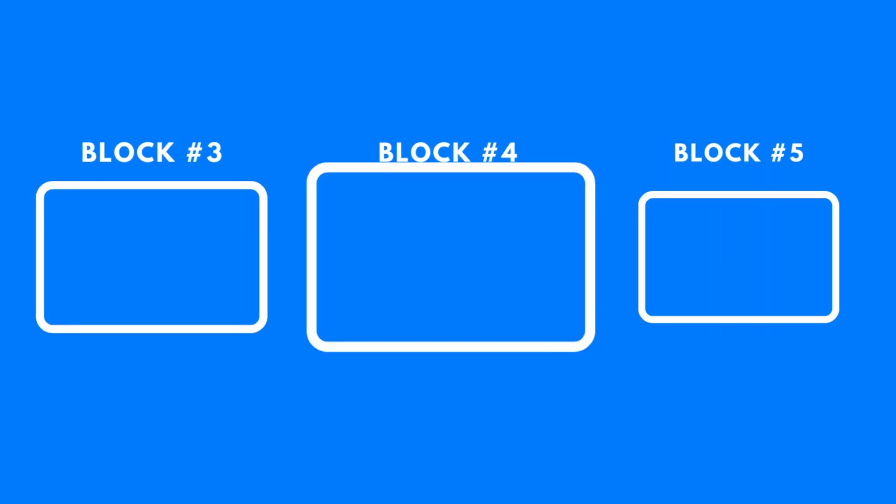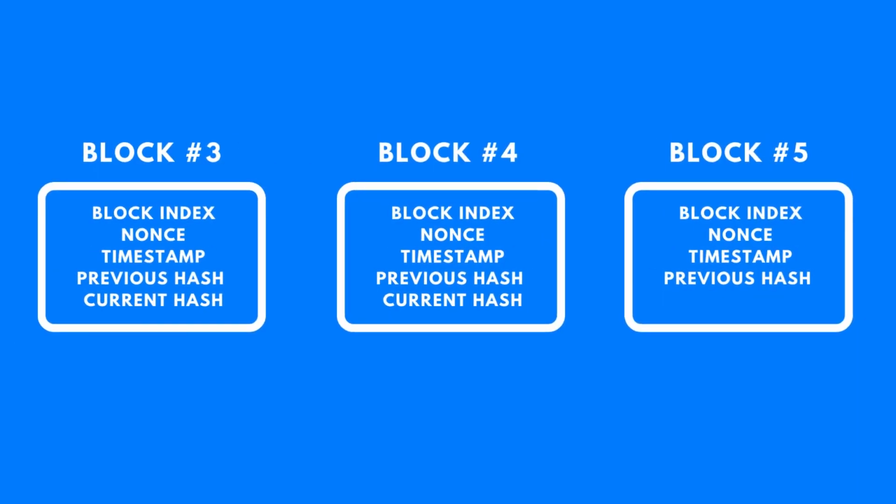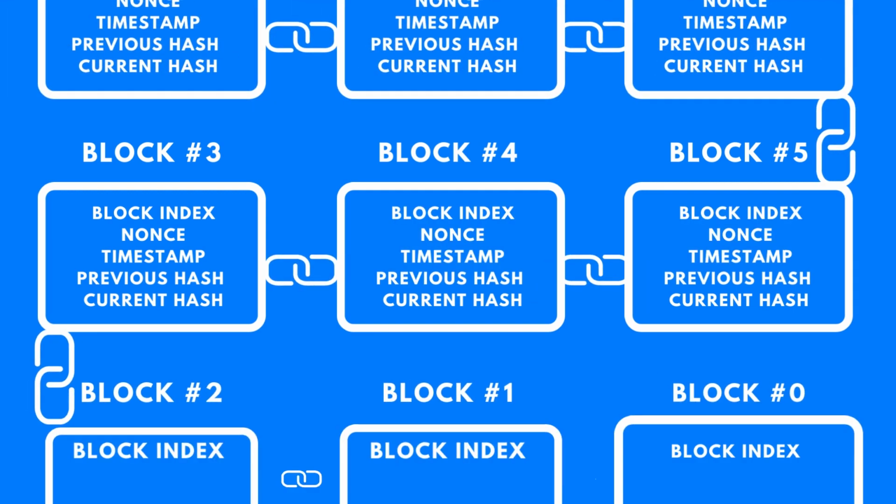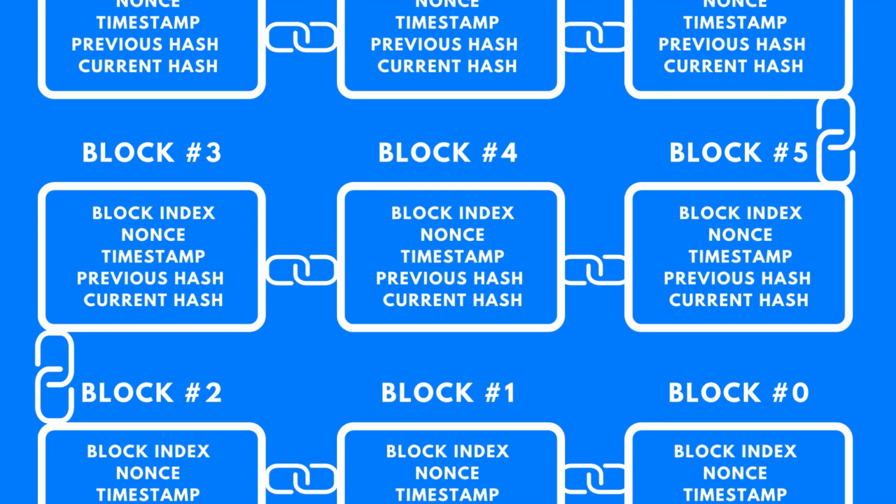You see, the previous hash value is actually the current hash of the previous block that is passed on to the newly added block and gets stored in its header. This means that the current hash of a block is made using the hash of the previous block, thereby linking the two blocks. This linkage can be traced all the way back to the very first block or the genesis block.